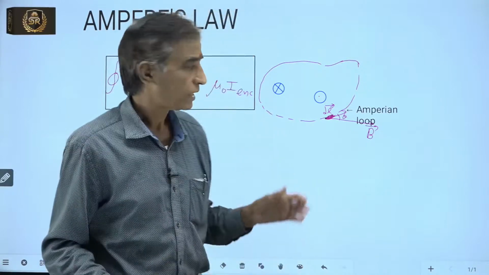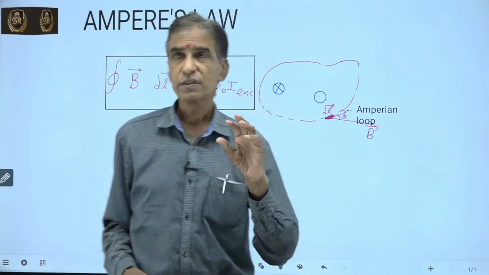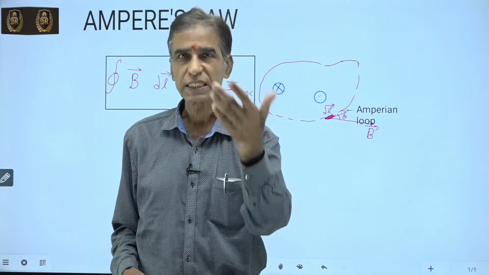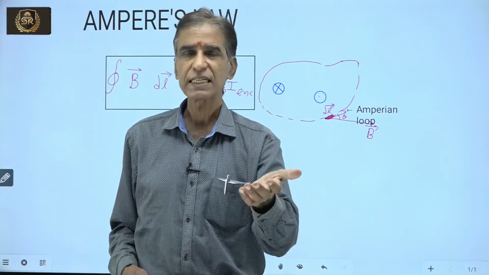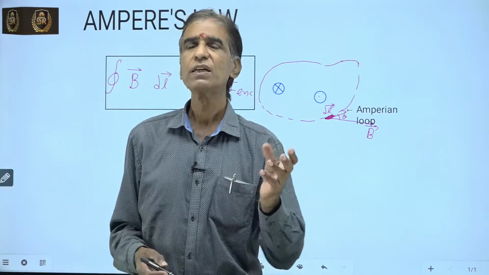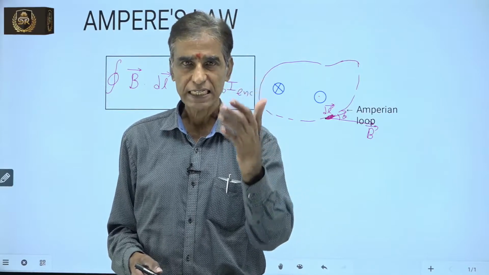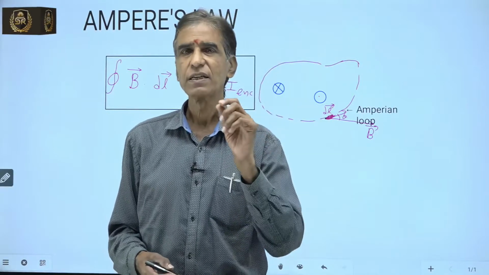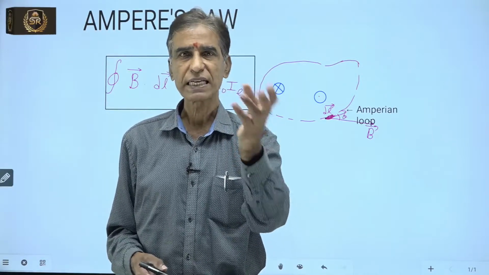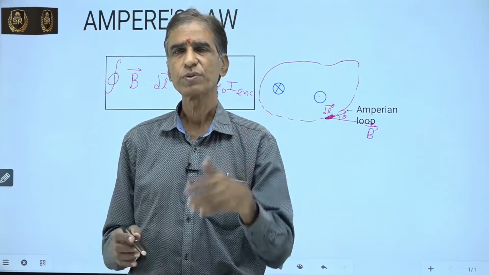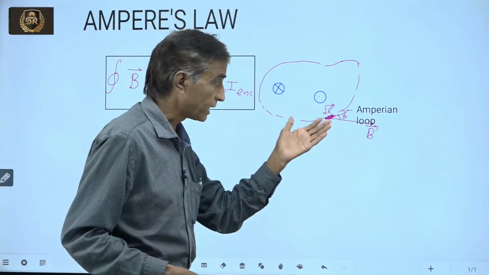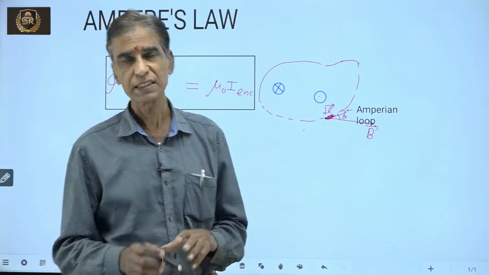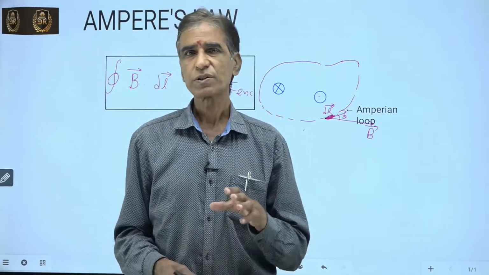Suppose we assume it is radially outward. If that is true, our result will come positive. If it is radially inward, it will come negative. So when we choose one direction and perform the line integration, if the result is positive, our direction is correct. If the result is negative, the direction is opposite. That's why we need not bother about the direction of the magnetic field induction here.